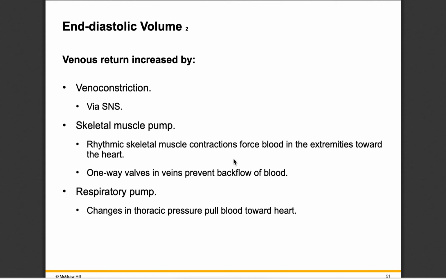Another way that this happens is through what's called a skeletal muscle pump. When you use your skeletal muscles, the rhythmic motion of muscle contractions actually forces blood to move more quickly back to the heart. So when you exercise, when you move, you're forcing blood back to your heart quicker than if you're just sitting there, which is beneficial during exercise. That means our blood's moving quicker and we can get more oxygen in it and get it back into the system quicker, so we can get more nutrients in and waste products out.